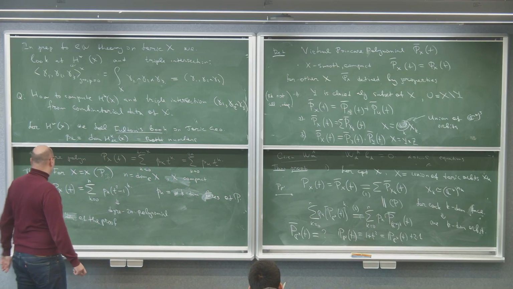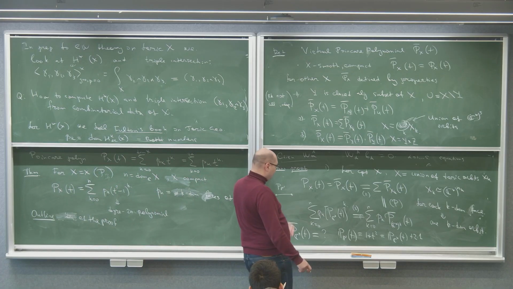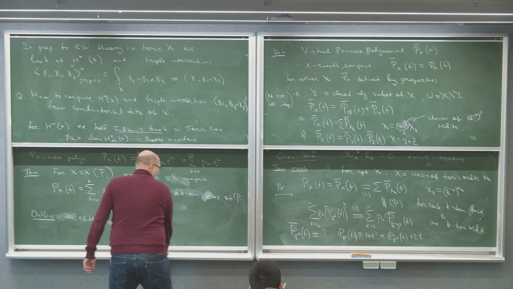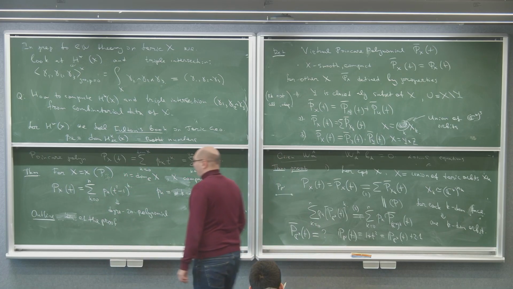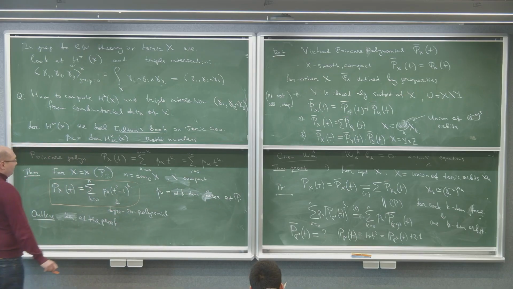And now we get a complete proof of the theorem that the dimensions of the homologies packaged in the Poincare polynomial are given by this simple formula.